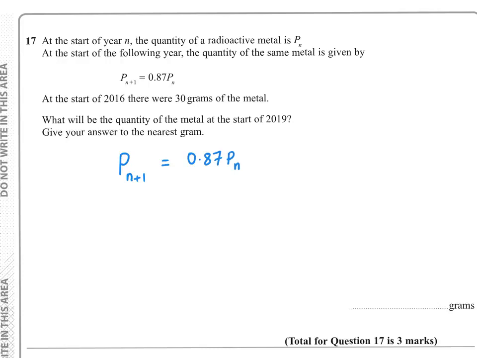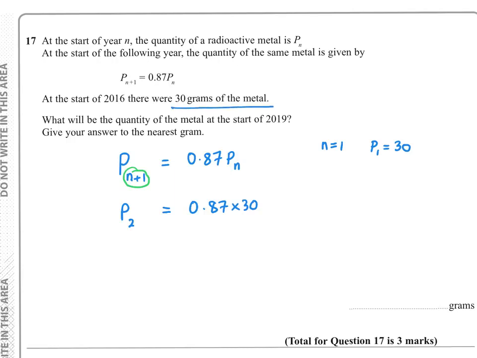Okay, so the first thing to do would be to say that when n is 1, that will be our starting situation. Then we've got P of 1 is 30. So we look along to our formula here, and we can say, well, we let n equal 1 for the first year. So that would be P subscript 2 would be 0.87 times however many grams there were in the first year, which we've deduced is 30. Because it tells us that, okay?